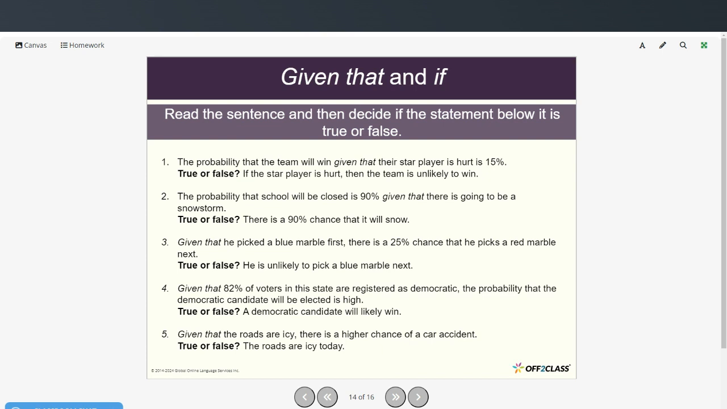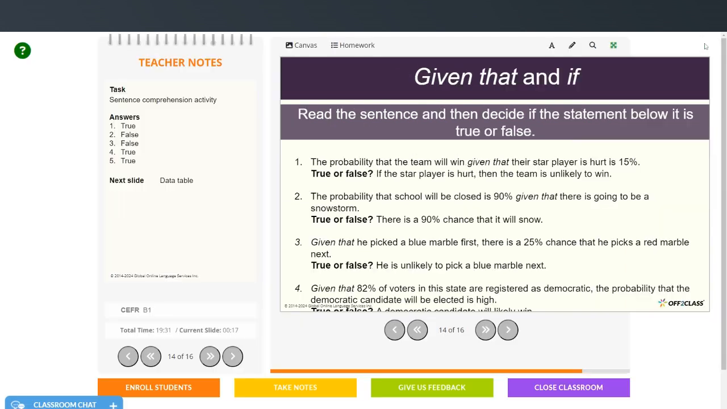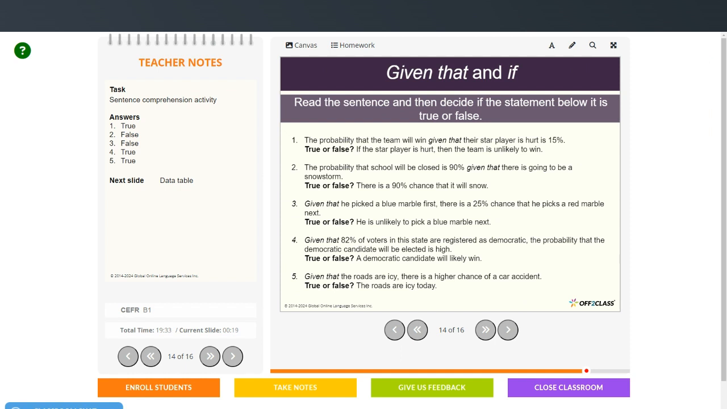All right, so read each sentence and then decide if the statement below it is true or false. So again, you can try these on your own and then restart the video when you're ready to check. All right, the probability that the team will win, given that their star player is hurt, is 15%.